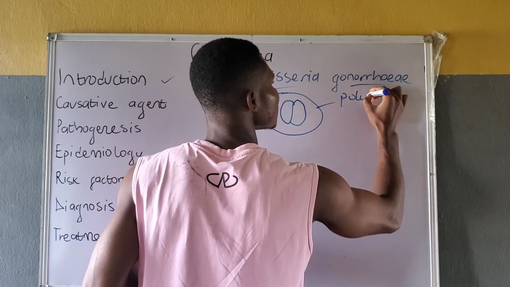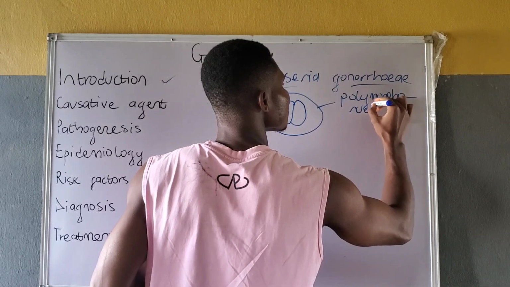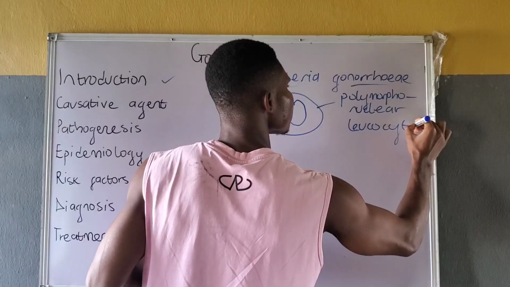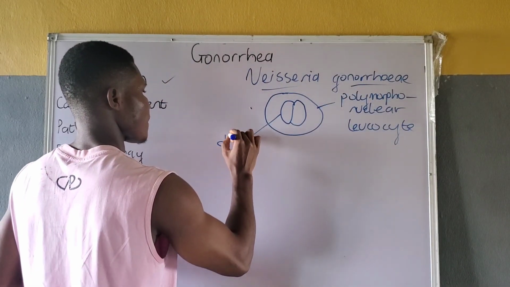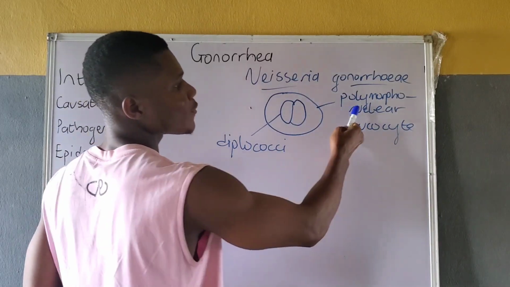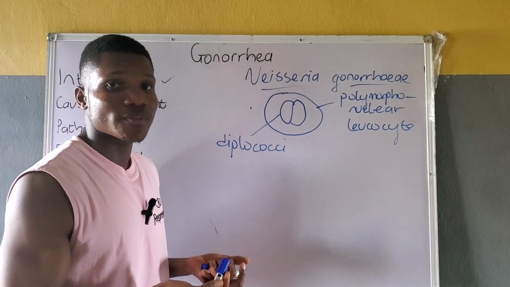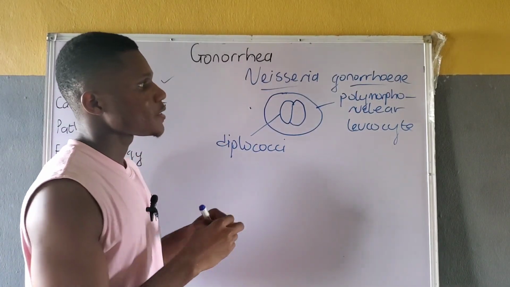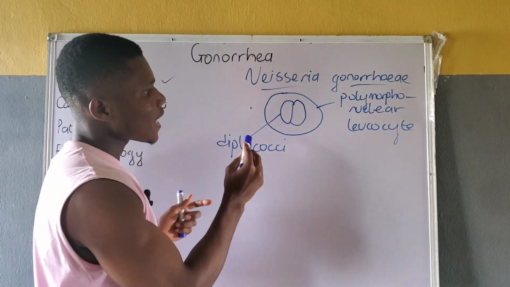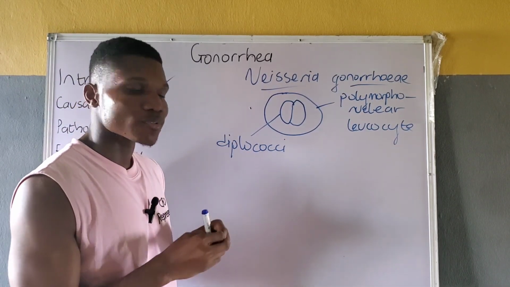This is a polymorphonuclear leukocyte. This is a diplococci. This polymorphonuclear leukocyte can be an eosinophil, a basophil, or a neutrophil. Basically, polymorphonuclear leukocytes are the granulocytes. So this is basically how Neisseria gonorrhoeae looks in clinical samples.